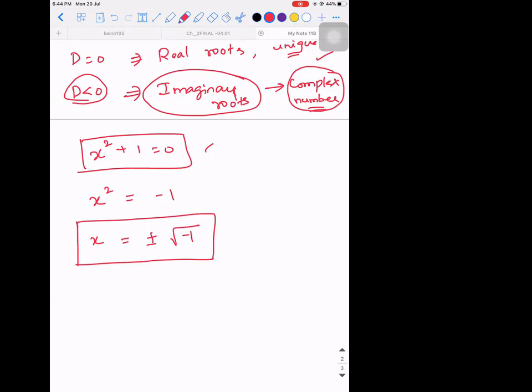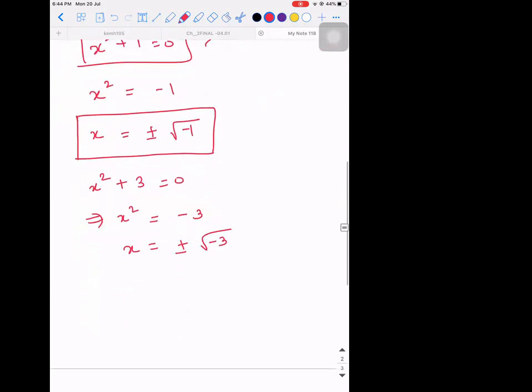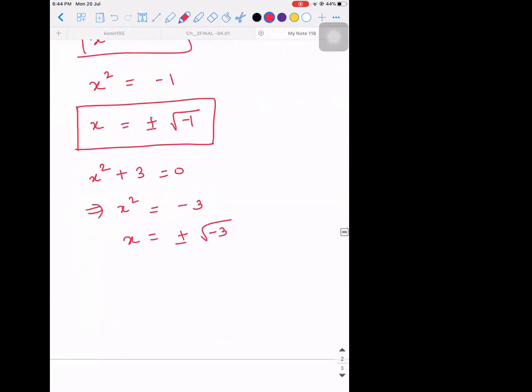If I give you a question like x square plus 3 equal to 0, then what will you do? x square is equal to minus 3, x is equal to plus or minus root of minus 3. So here also you are not able to solve. Like this, I can frame many other questions where I don't have a real solution. It means that number does not belong to the real number system.